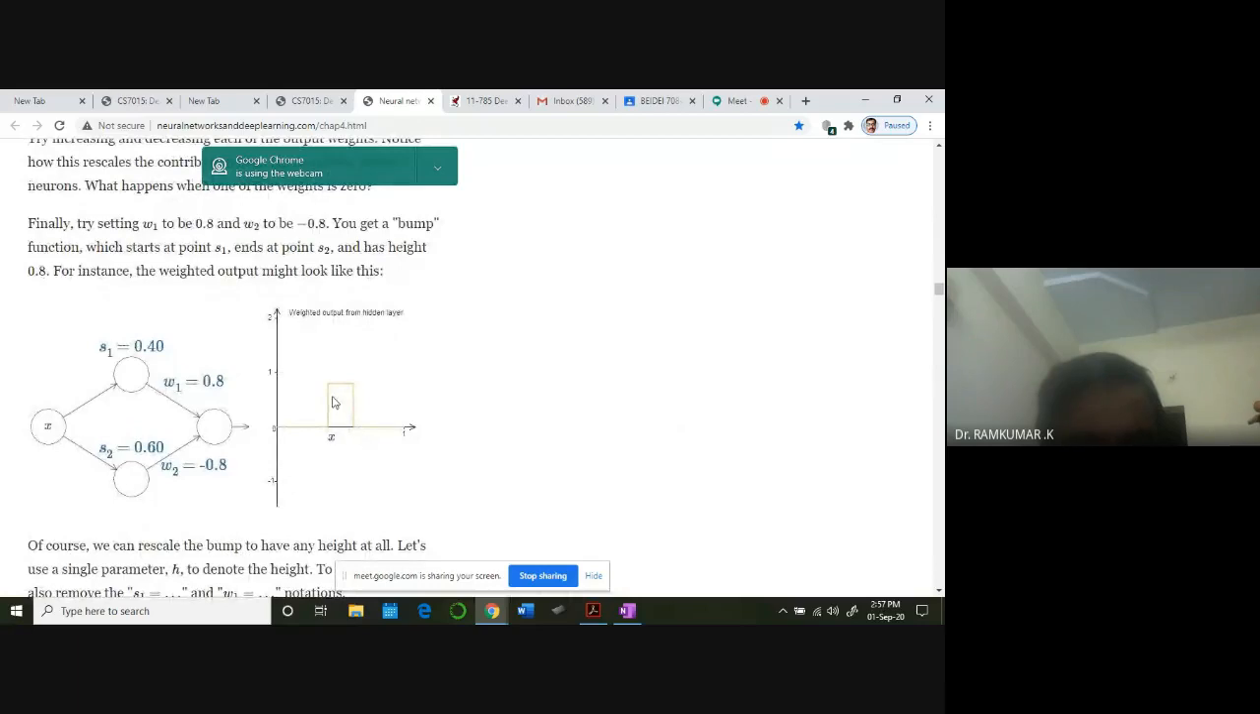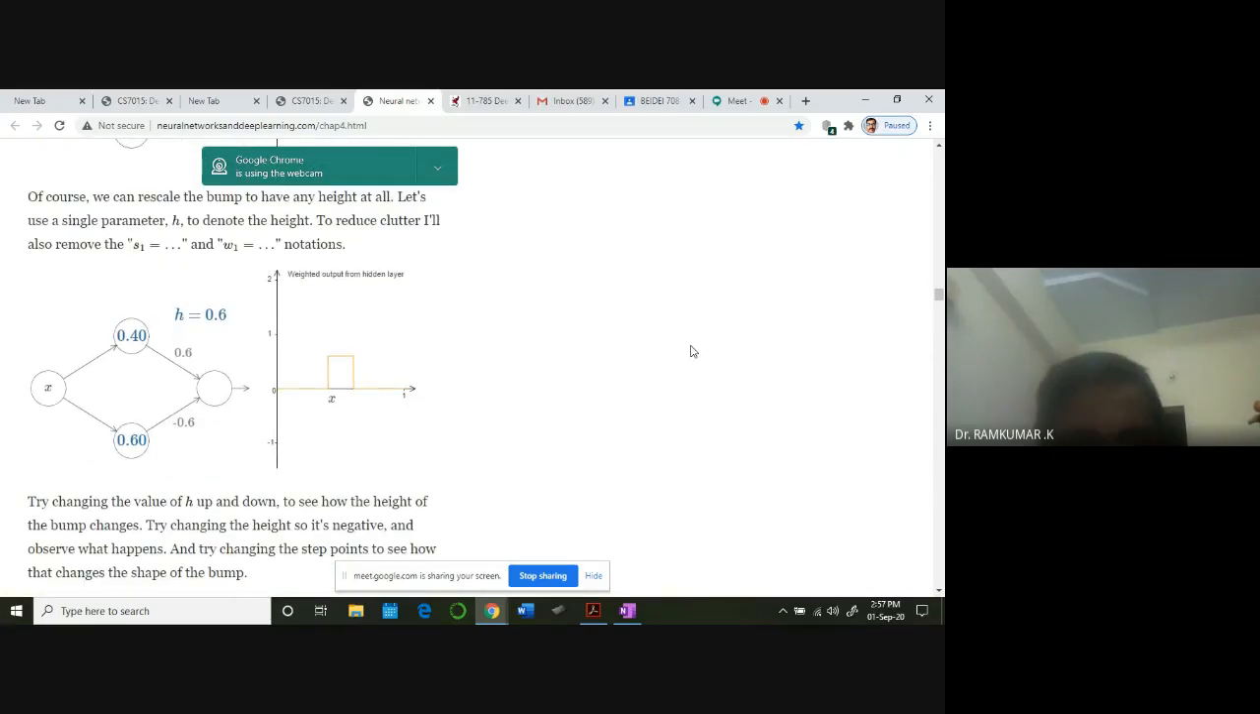Look at the kind of tower we have built. One pulse. Look at this. You can clearly see this is going to give one step function. This particular neuron is going to give another step function. Look at the weights here, 0.8 and minus 0.8. I am subtracting the two step functions. That's why I am getting the pulse like this.